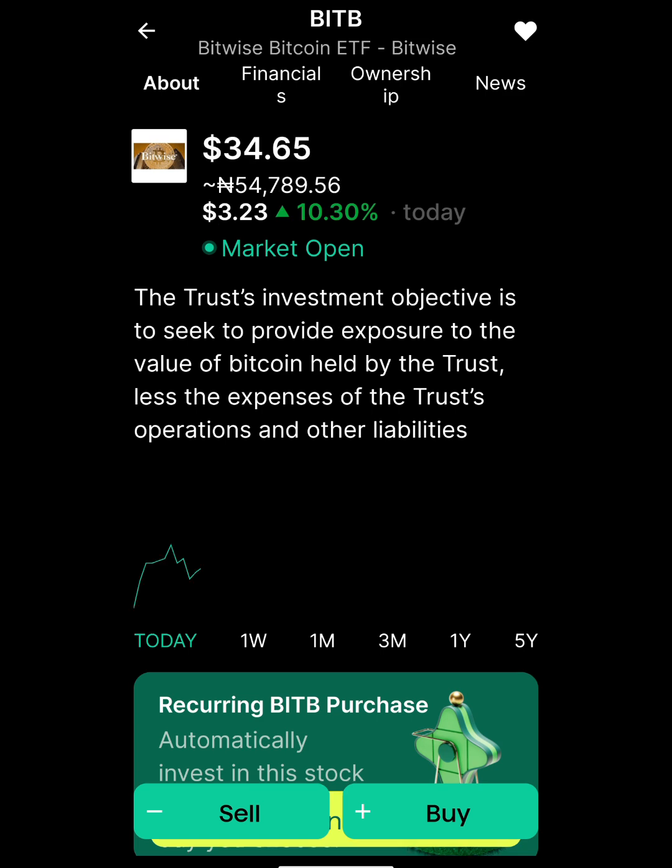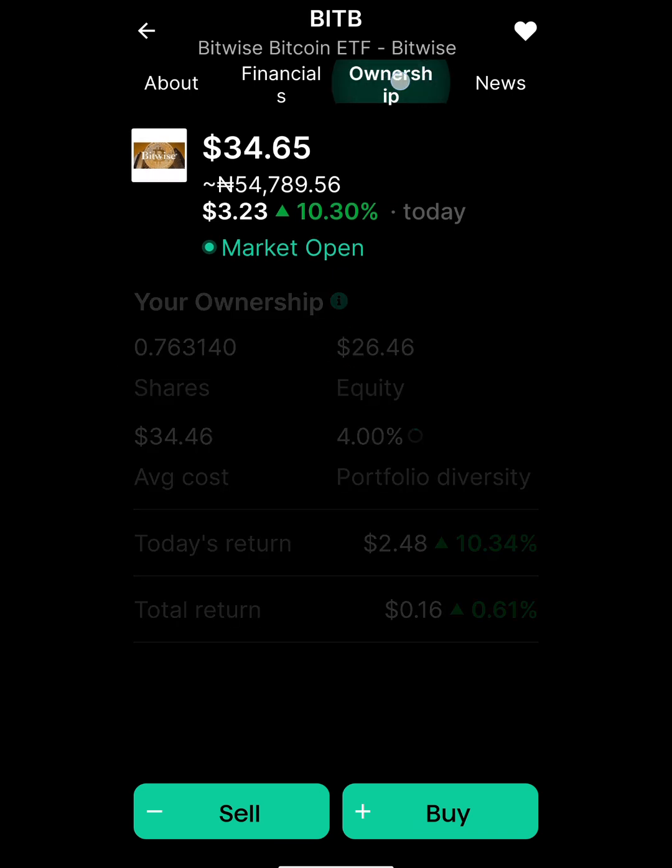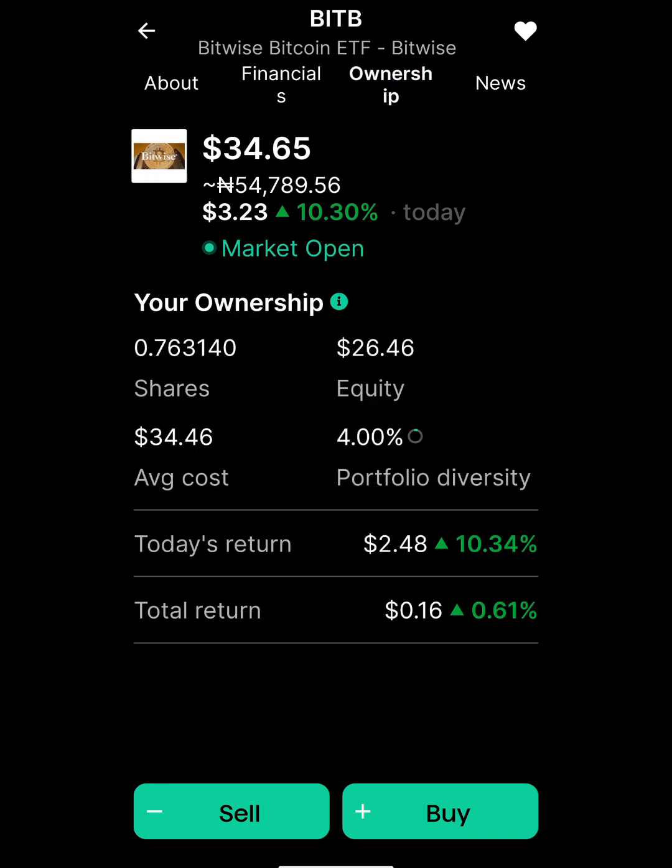So you click on the stock, and when you've clicked on the stock, you come to ownership up here. The ownership is where you see how much of the stock you have or own and how much interest or total return you've gotten. So this is my return. It's not a lot, it's 0.16 cent. But again, it doesn't matter to me because I have made up my mind to sell.